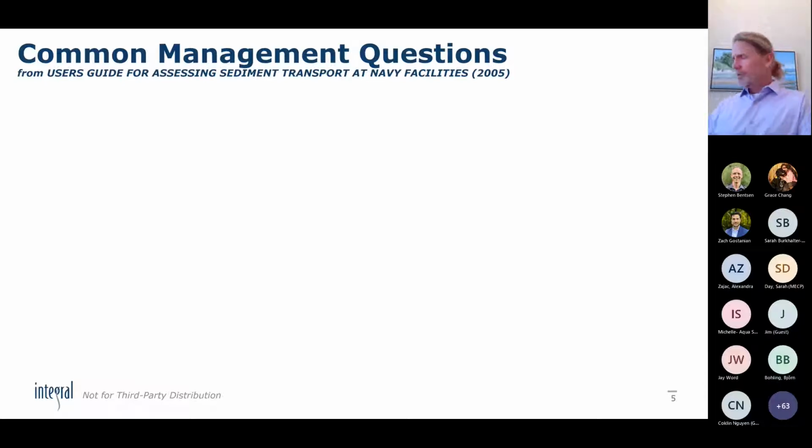So we're going to focus today a lot on contaminated sediment. And with that, I'm going to start us off with our management questions, because anything that motivates us as far as where we're going is going to be management oriented. And how do we deal with the sediment? How do we characterize it? What are we doing with it? So the ones that I'm focusing on today and that we'll be talking about a lot are from the User's Guide for Assessing Sediment Transport at Navy Facilities. And we worked with the Navy and a team of experts to develop these questions that are consistent with Army Corps of Engineers and EPA principles for looking at sediment at sites.